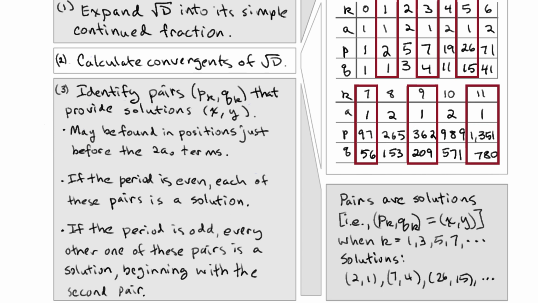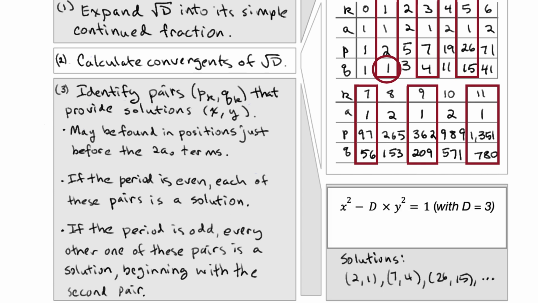We can check some of them. If x equals this p equals 2, and y equals this q equals 1, then when we substitute into Pell's equation, it is 2 squared minus 3 times 1 squared equals 1. 1 is the result we're looking for. Pell's equation is satisfied. If x equals this p equals 7, and y equals this q equals 4, then when we substitute into Pell's equation, it is 7 squared minus 3 times 4 squared equals 1 again. Pell's equation is satisfied. This will continue for as many solution pairs as you care to calculate.